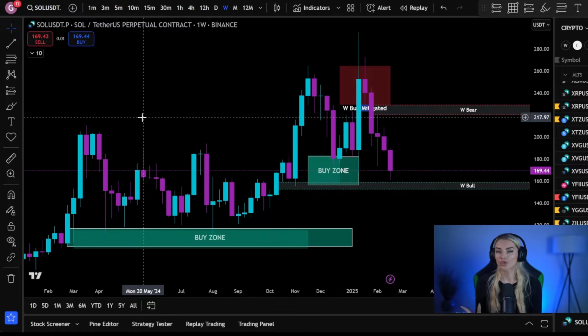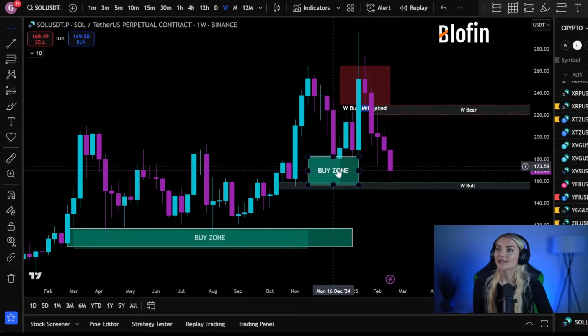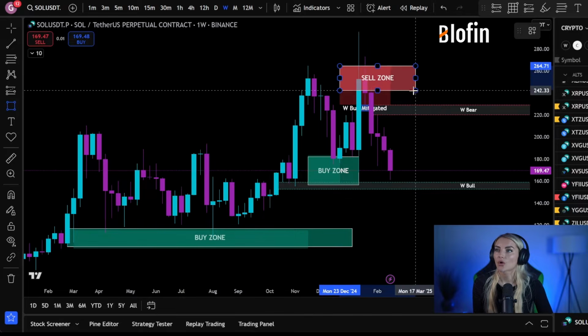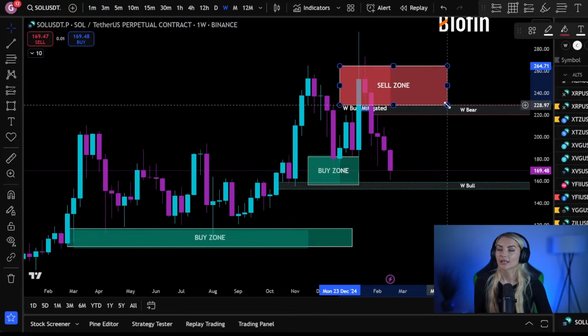Now, if you've watched my live streams before and you know me, you know that I like to mark these buy zones, so-called buy zones, and also I like to mark the sell zones on the chart like that. Now, I base these areas on this indicator that I have developed for you guys. So that's simply the order blocks.